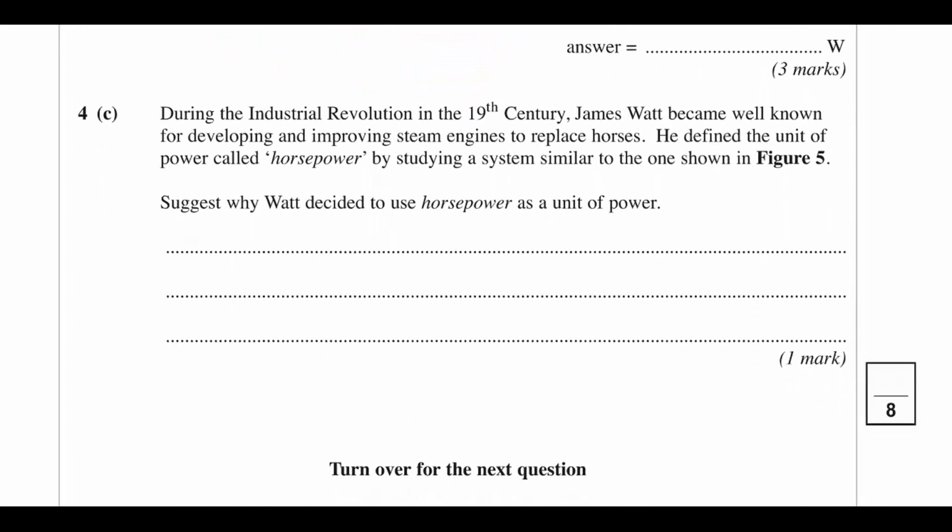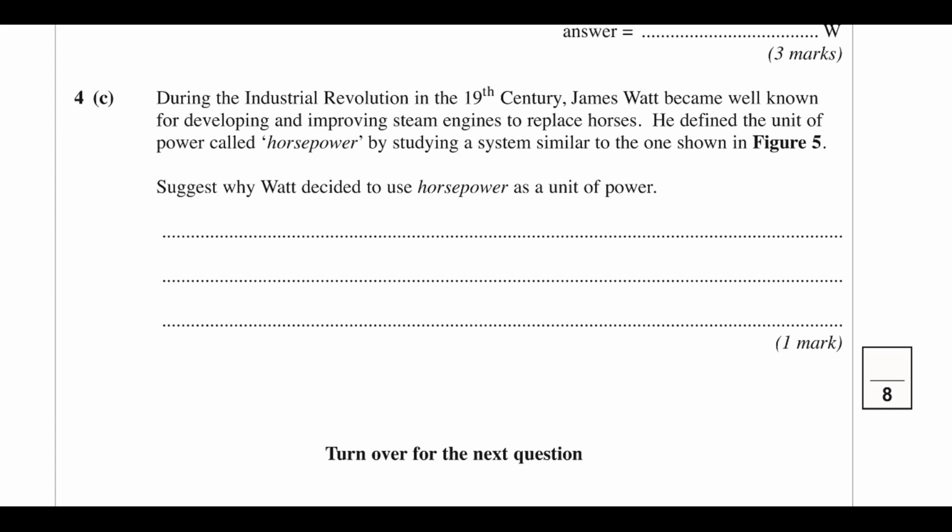Okay, so during the Industrial Revolution, the 19th century, James Watt became well known for developing and improving steam engines to replace horses, hence why his name is the unit of power, and he also defined something called horsepower by studying a system. Suggest reasons why Watt used horsepower as a unit of power. It's just going to allow people who are buying his product to compare what it can do to what they can currently do, because everyone was using horses, so he wanted to essentially show them how much better his steam engines were than horses.